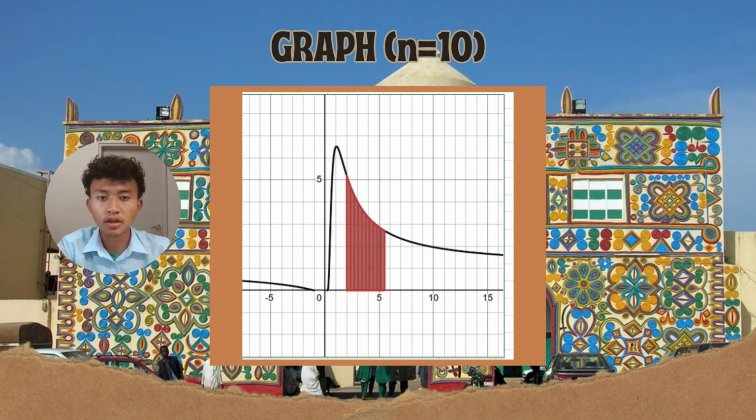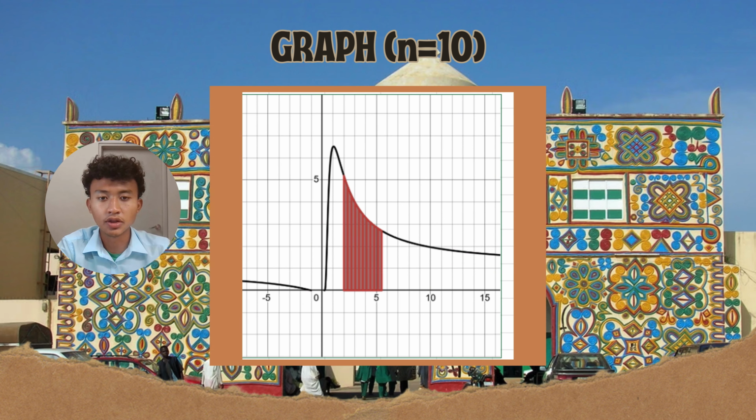So this is the graph of the normal distribution when we use 10 subintervals for Simpson's rule.